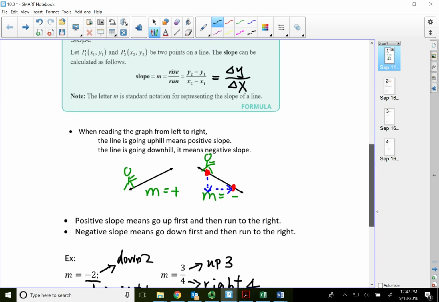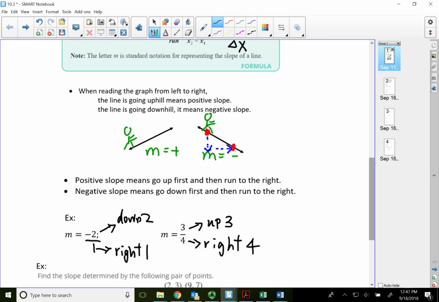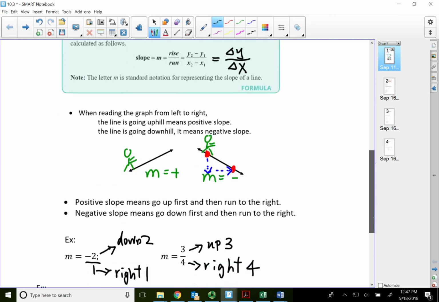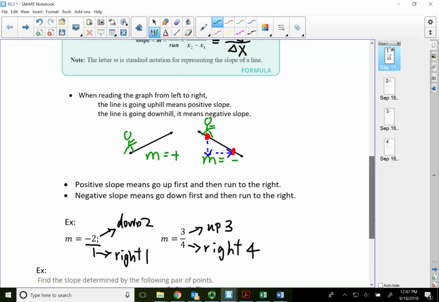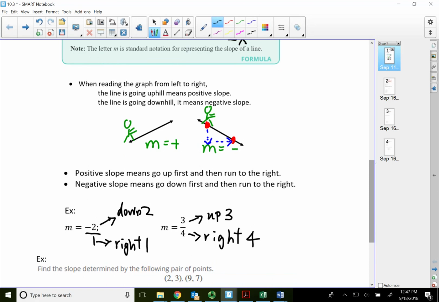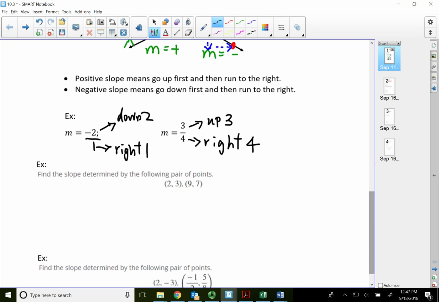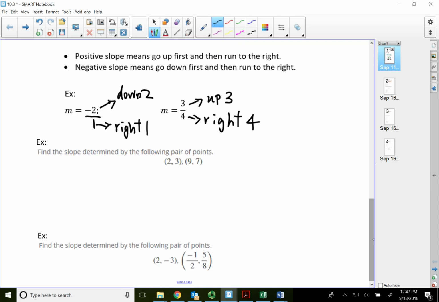All right, so remember, always go to the right. The bottom number always refers to going to the right. The top number goes up or down based on whether the slope is positive or negative. Very important to understand. Try not to say go over 4 places. Use the wording right: right 3, right 4, however many you need, go to the right. Run to the right. All right, so let's try this.